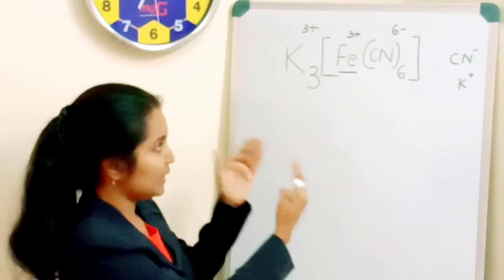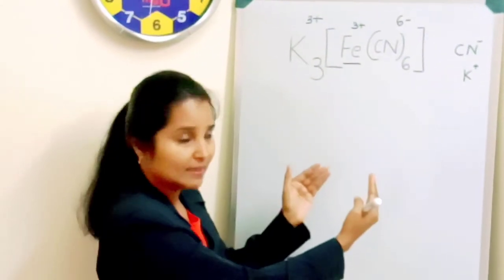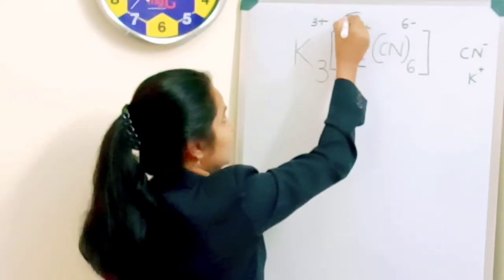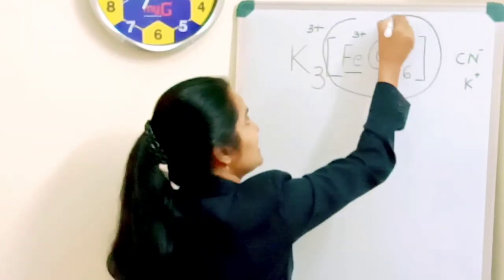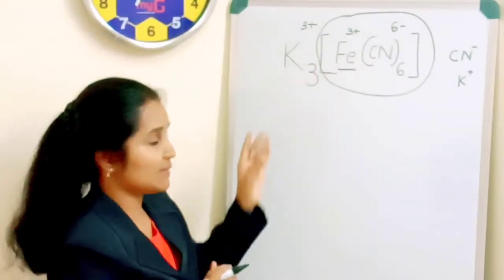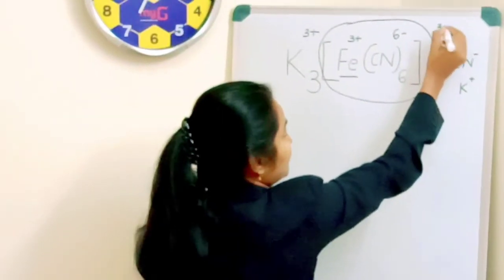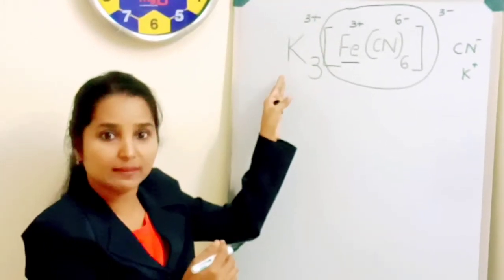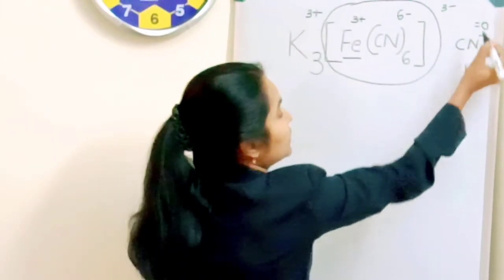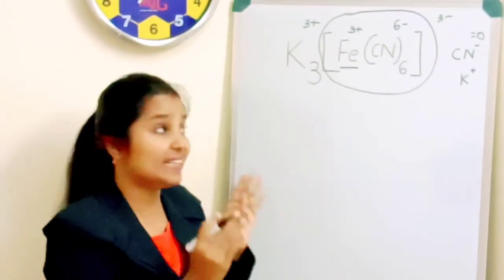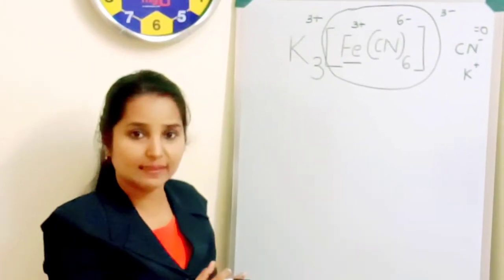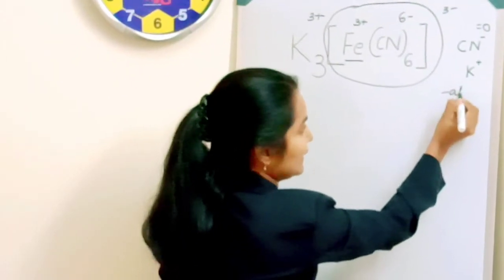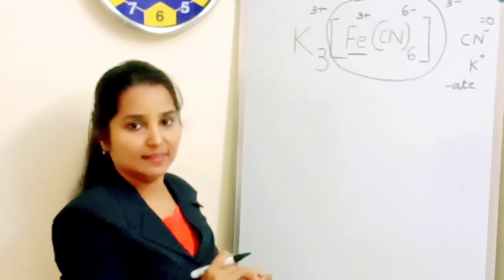And then we have to name the ligand first and then the central metal atom. And here we have another possibility. You know that this coordination entity as a whole is a negatively charged entity. 6 minus plus 3 plus, you will get 3 minus charge here. That is neutralized by the presence of the counter ion to make it 0. So this coordination entity is an anionic entity. So you know that the central metal ion will be added with the suffix -ate.